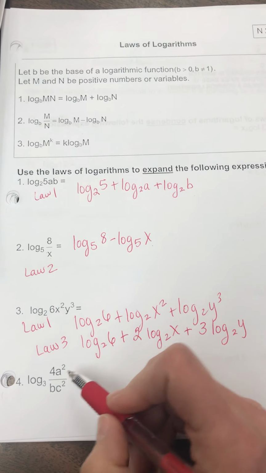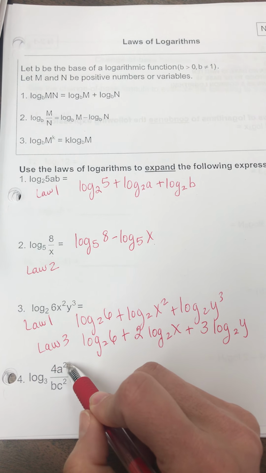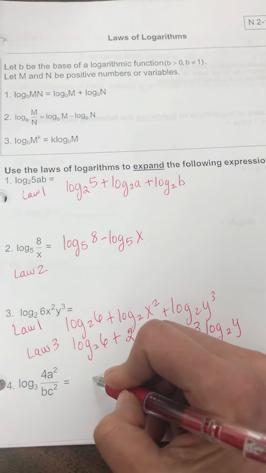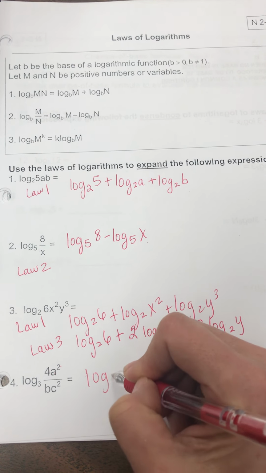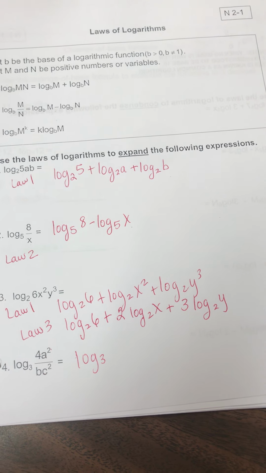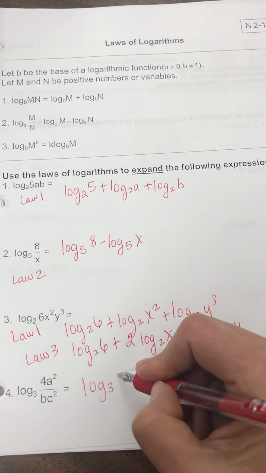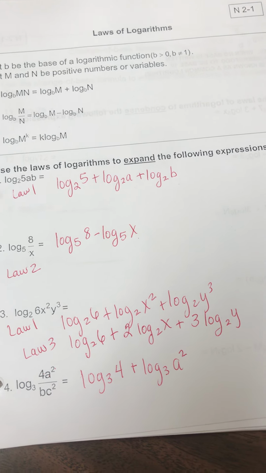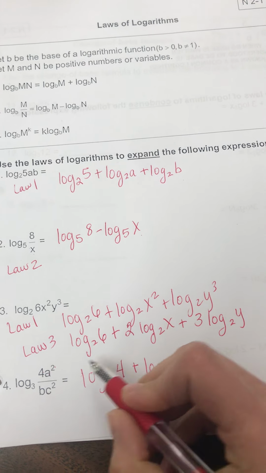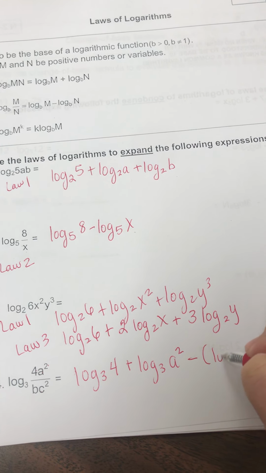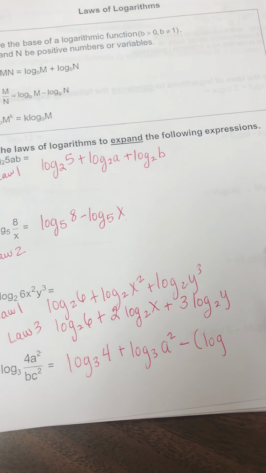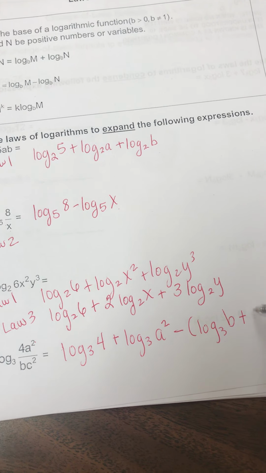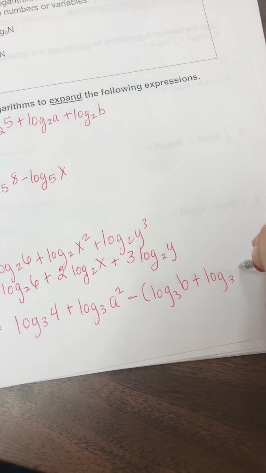Okay, so now let's look at number 4, log base 3, and you have 4a squared over b times c squared. So you're going to have log base 3, it's going to be what you're going to use for everything, and you're going to have 4 plus log base 3 of a squared minus, so it's telling you minus, now you have b times c squared in parentheses, because this whole thing is on the bottom: log base 3 of b, plus log base 3 of c squared.